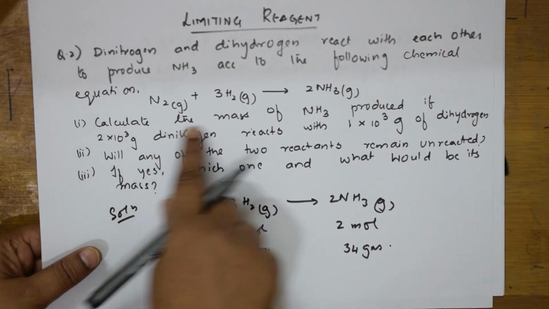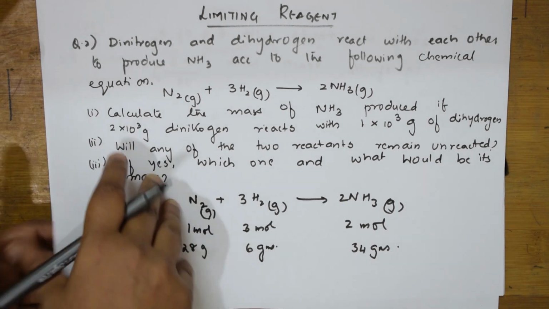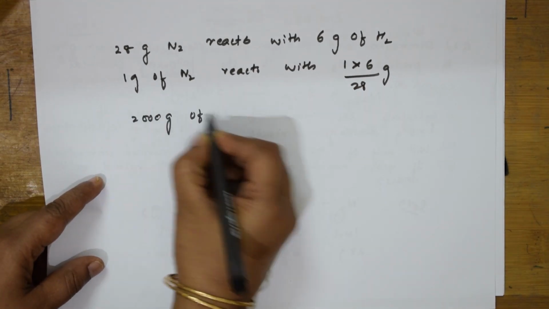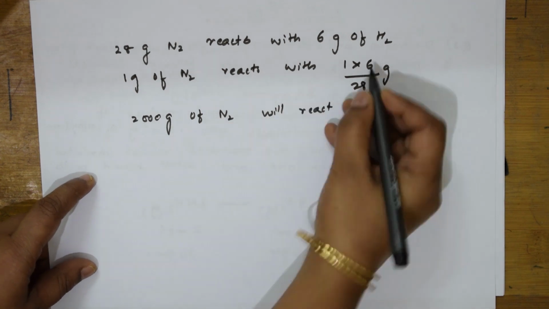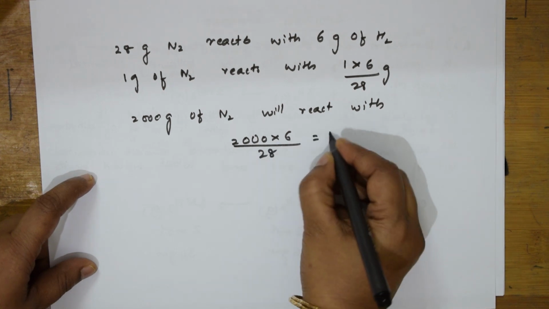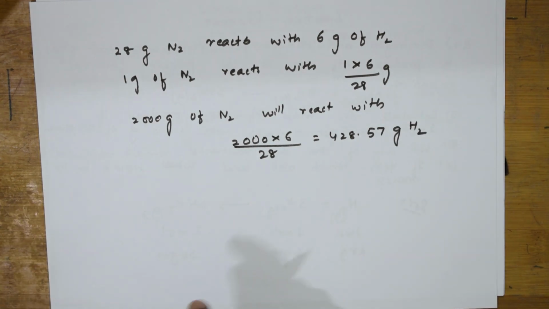Look here. They've given, calculate the mass of ammonia produced if 2 into 10 to the 3, which is nothing but 2000 grams of nitrogen. So here I've got this for 1 gram. Now see, 2000 grams of nitrogen will react with, cross multiply, 2000 into 6 by 28, which comes to 428.57 grams of hydrogen. Now nitrogen is the limiting reagent, isn't it, while hydrogen is in excess. So nitrogen limits the amount of ammonia produced. That is the limiting reagent.